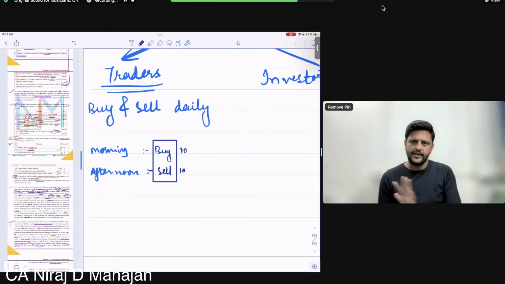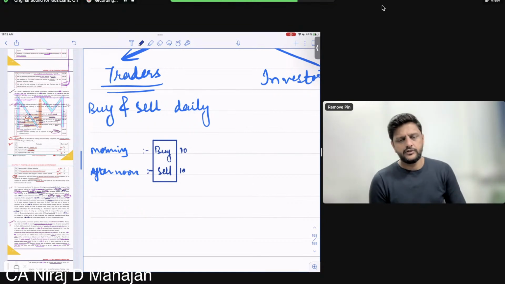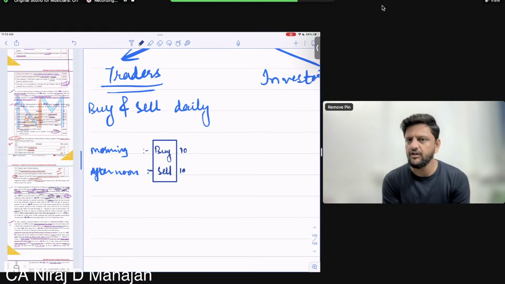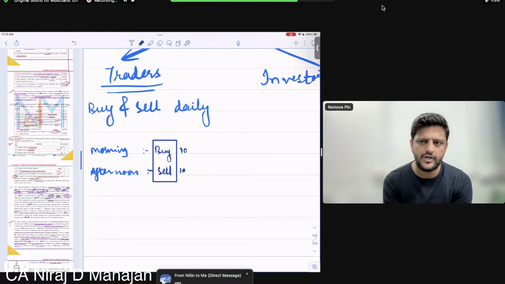Sorry, I'm again giving a very simple normal example. Those shares do not come in your demat account. Why? Because during the trading hours itself, I have bought and sold. Clear deal, all of you? Is it okay? This is called intraday.